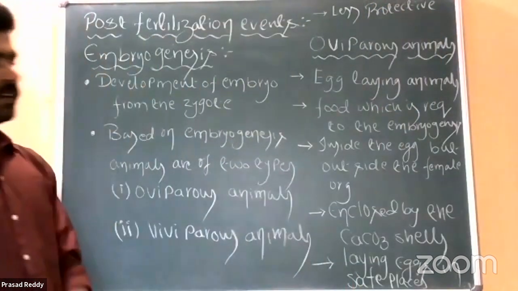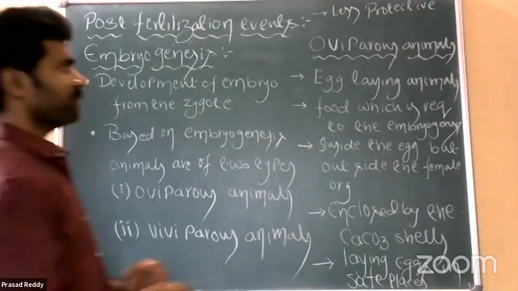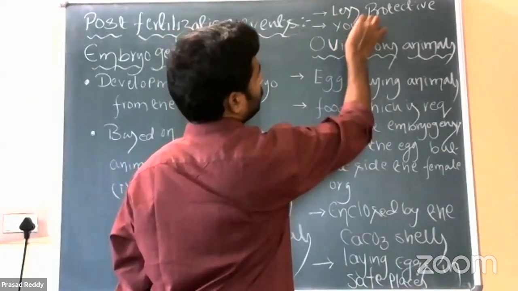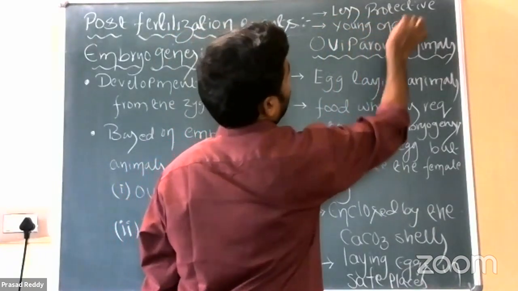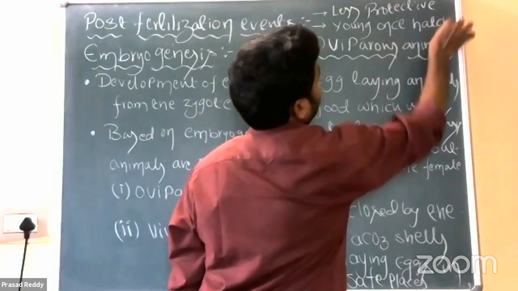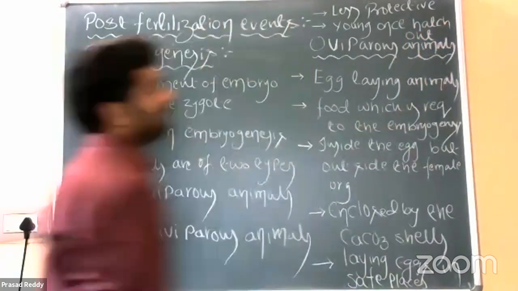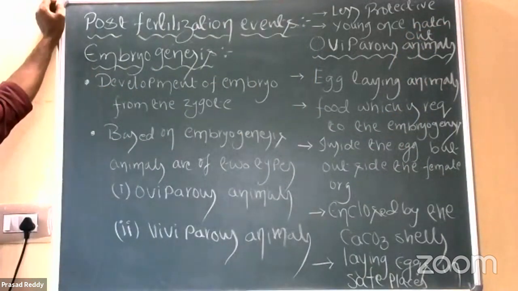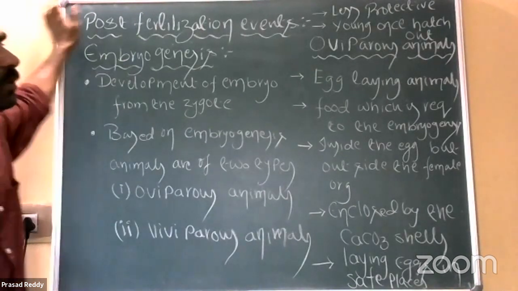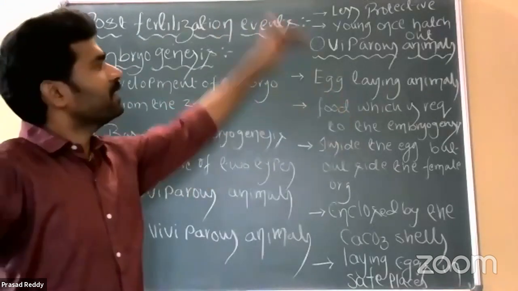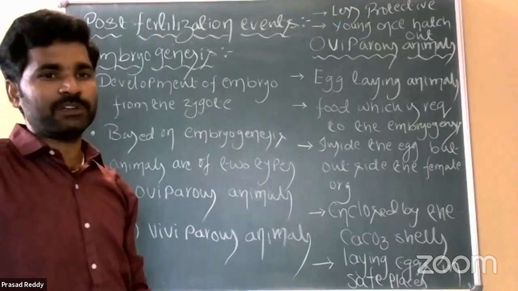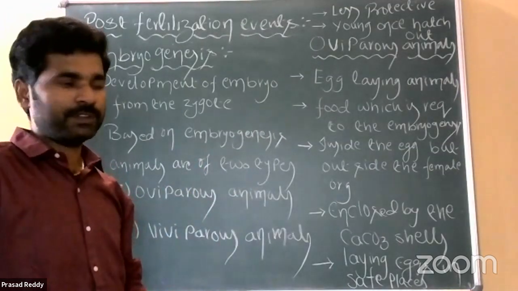After attaining a certain maturity, young ones or new ones hatch out. Young ones hatching out means they come out from the egg after a certain period. But the offspring are less protected. Why? Because they act as food material for other animals.